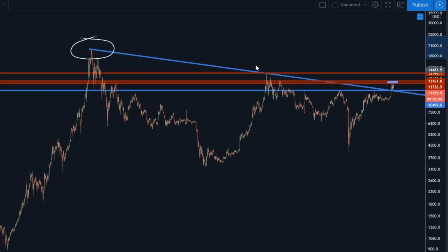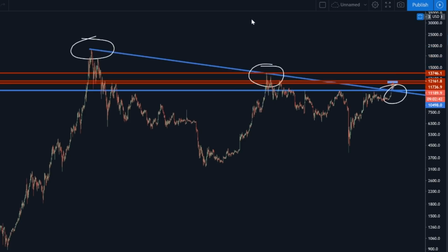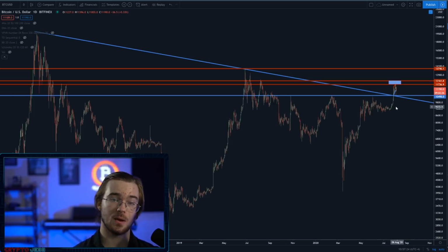This downtrend is constituted by that high, and that high. And don't forget, guys, that is a 1,000-day downtrend. This is not a small downtrend. In fact, it is the largest downtrend in the entire history of the cryptocurrency market. Bitcoin broke it 2 weeks ago, lest you have forgotten.